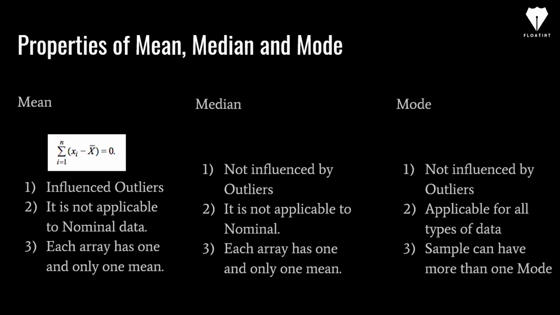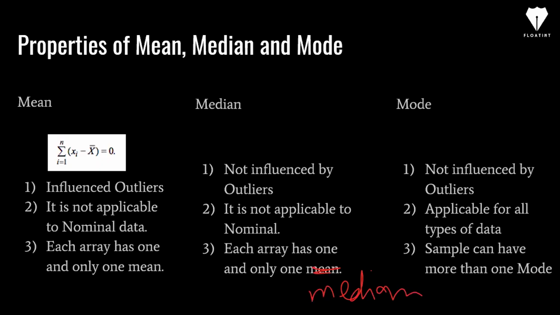Again, each array has one and only one mean. Median is also one, but mode can be multiple. Median is also one number. In case of an odd number of data points in your data set, you just take the middle value. In case of an even number, you take both the middle values and then calculate the average of them. So median is also one, and mode can be multiple.